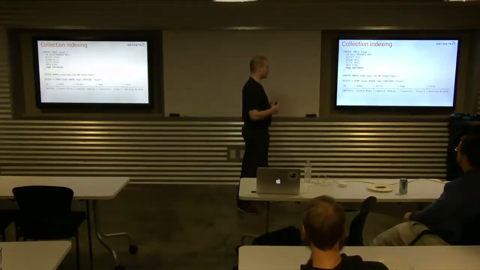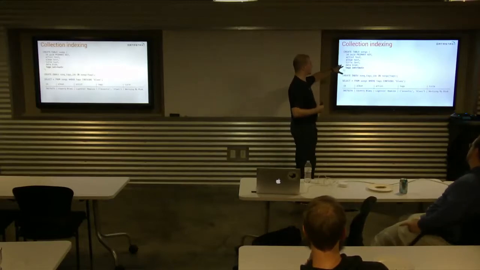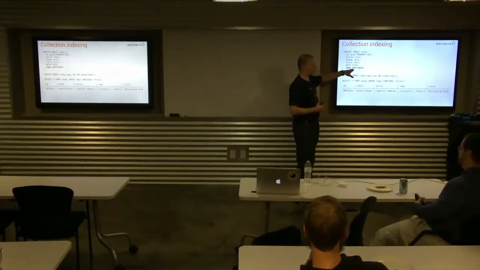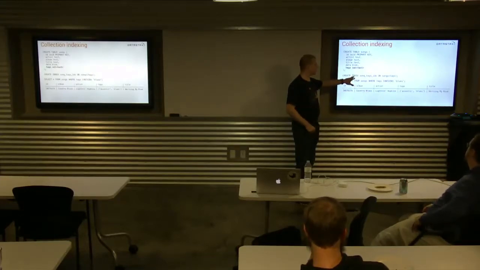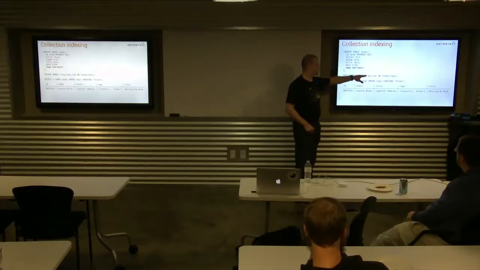Collection indexing is here. So in this example, I have a songs table. I have a set of tags associated with that. I've created an index on those tags, and then I can say select where tags contains blues.